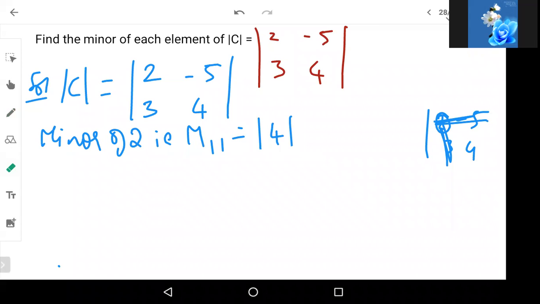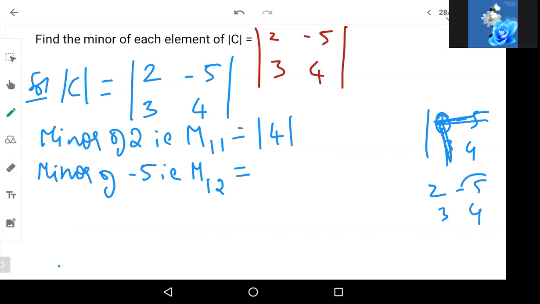Now similarly, let us find the minor for the others. Minor of minus 5, that is minor first row second column, in 2, minus 5, 3, 4. If I want to find this, I'll delete the first row and the second column. So I have determinant 3.